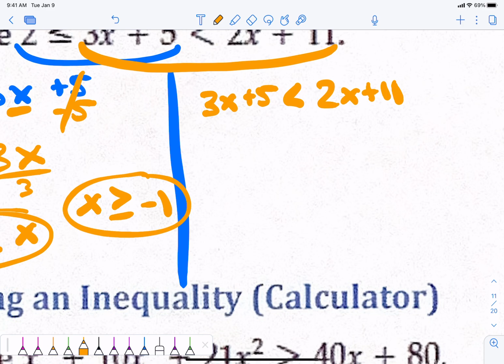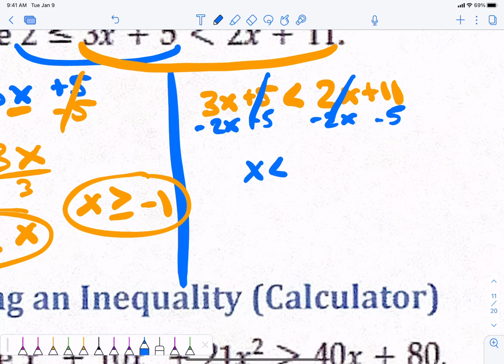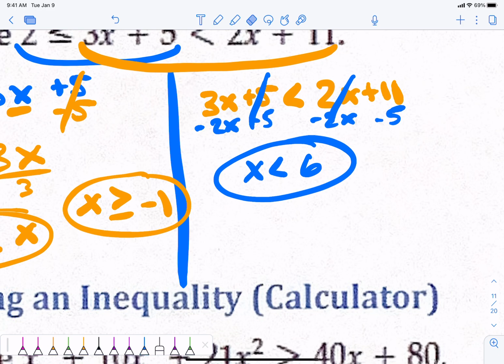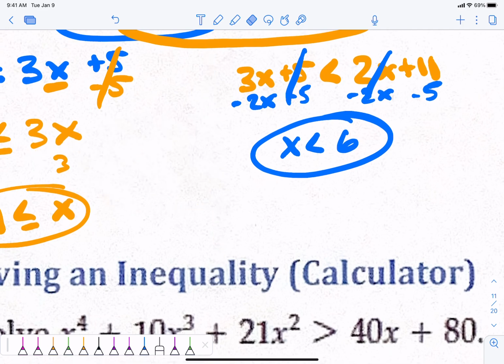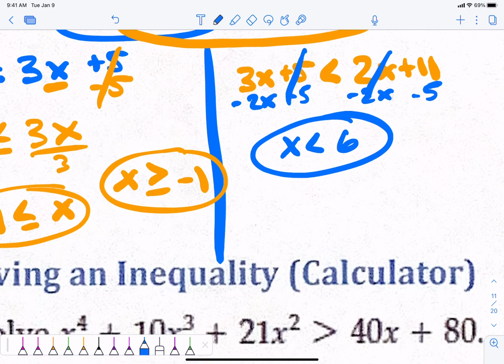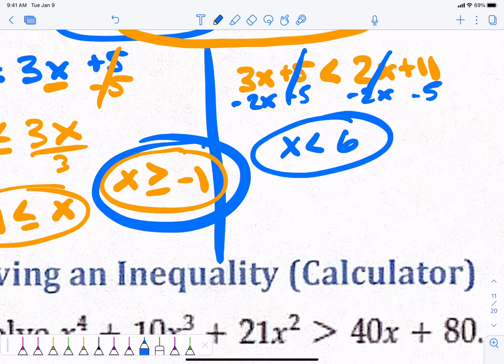Now we've got 4 pieces and we've got to put stuff together. So let's subtract the 2x. Minus 5. Can I subtract the 5 at the same time? Yes. Okay, so x is less than 6. Now, when you put them together, we have x is greater than or equal to negative 1, and x is less than 6.